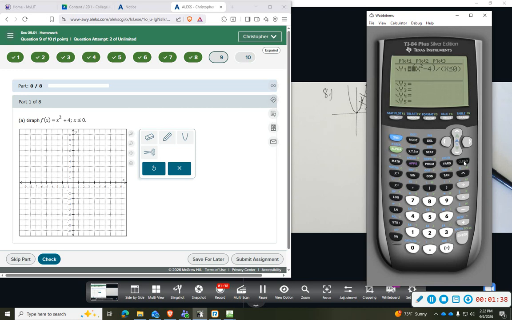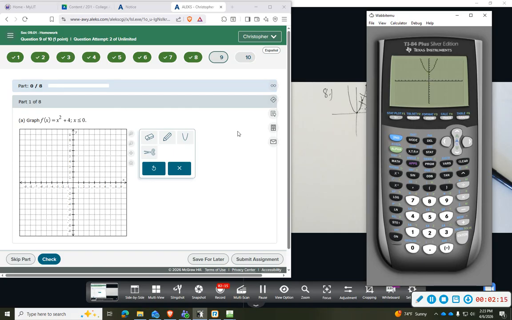I'm going to clear everything I have, and I'm going to go to y equals. So I'm going to show you how to graph this function, and then we're going to do it on the Aleks platform. I'm going to type in the function, but I'm going to do this in parentheses so I can add the restriction. So I'm going to open parentheses and do x squared plus 4, close parentheses.